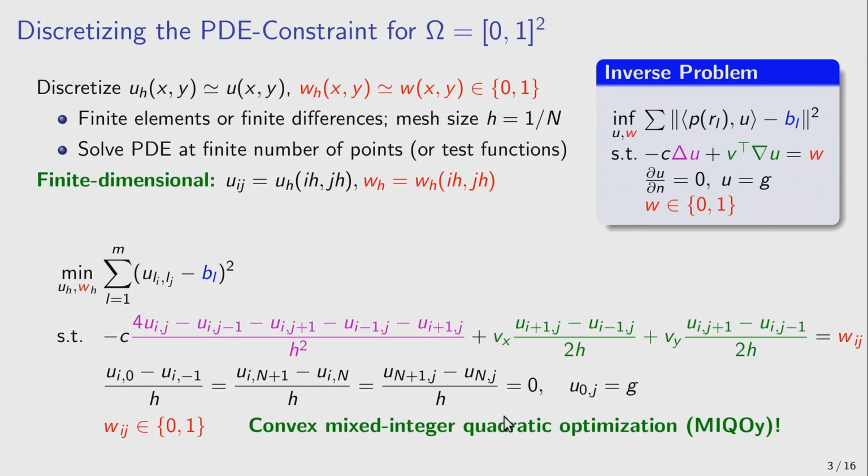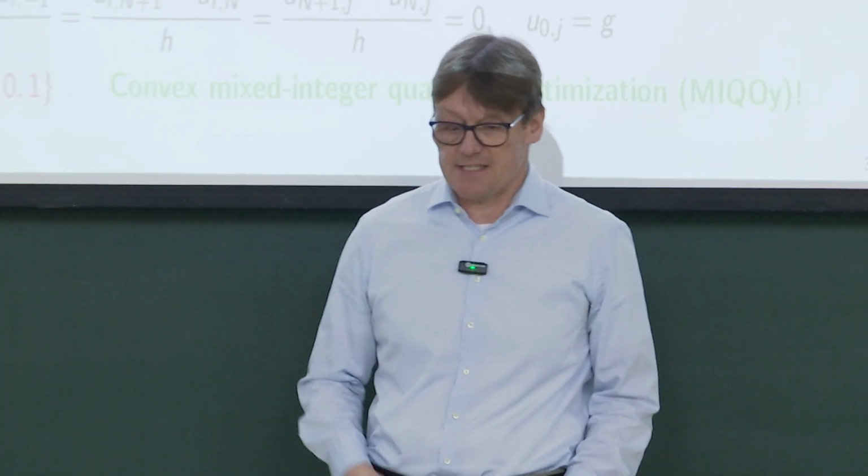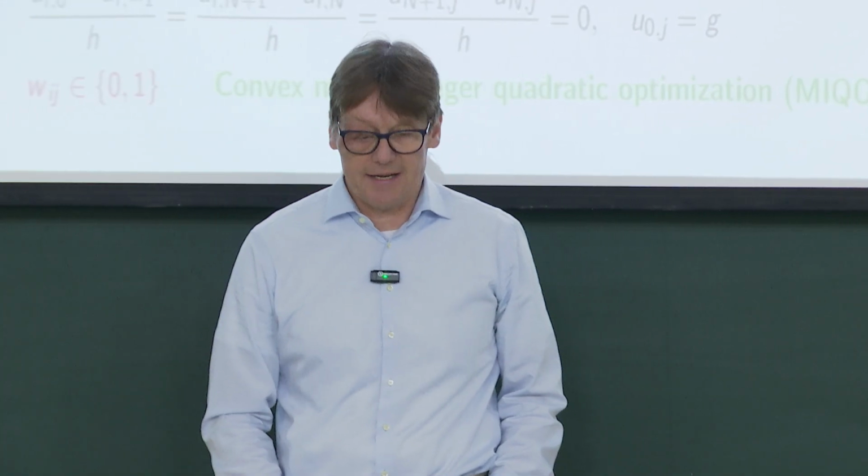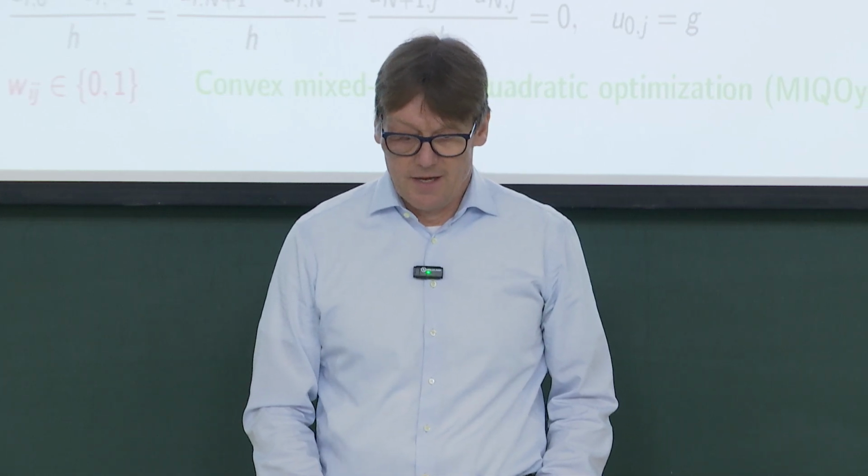equations in simple bounds. If you look at it, this is just a convex mixed integer quadratic optimization problem. There's a convex objective. The constraints are all linear in these variables u_ij. And you don't need to know anything about differential equations anymore. You just look at this and say, this is a mixed integer quadratic optimization problem.